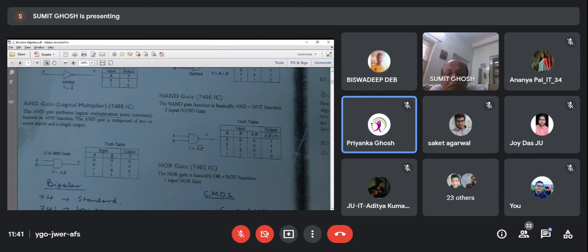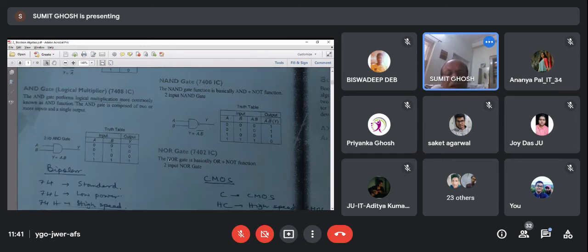So the IC chip number is 7400 for the NAND gate. The 74 series starts with the NAND gate, 00. The NOR gate is what you could expect: OR plus NOT. What does a NOR gate look like? It should be OR plus NOT.